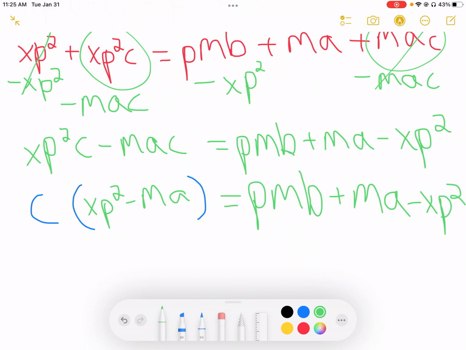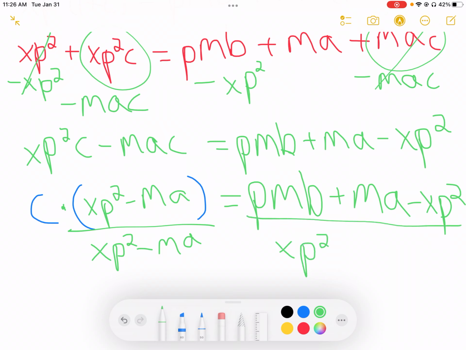When I'm factoring, this is kind of like having an equation like 5c equals 10 or something. I switched the order here, but my c is right here, multiplied by this guy. I don't know what the value of this is, but whatever the value is, let's divide it out. We'll show it like this: we'll erase this part and divide by xp squared minus ma. Let's do the same thing on this side, so we'll do xp squared minus ma.